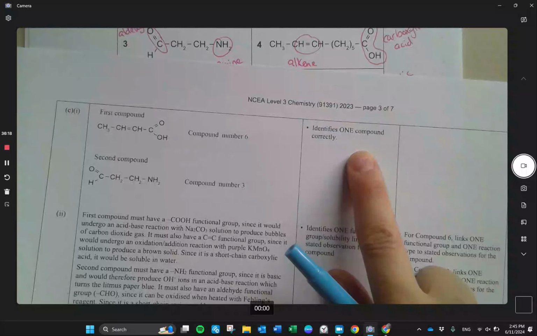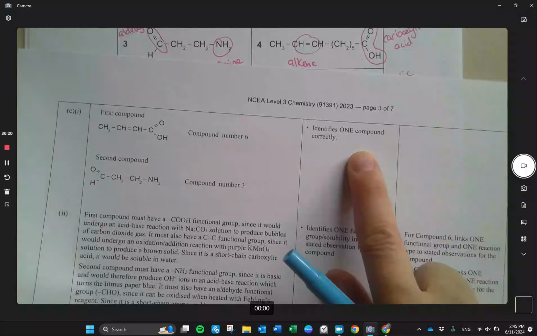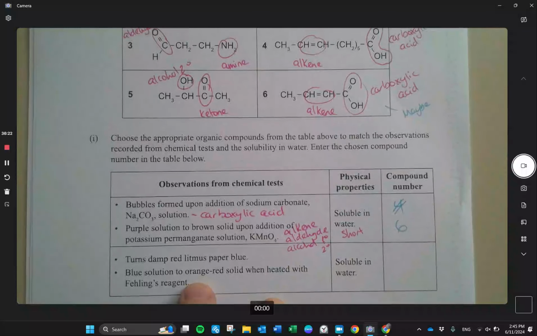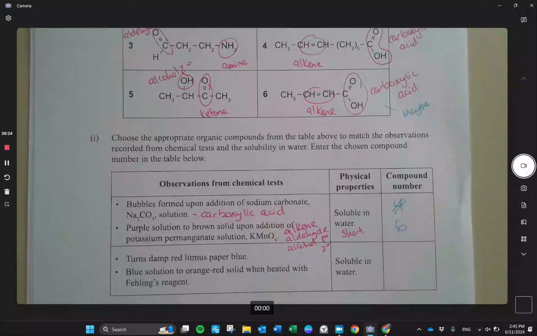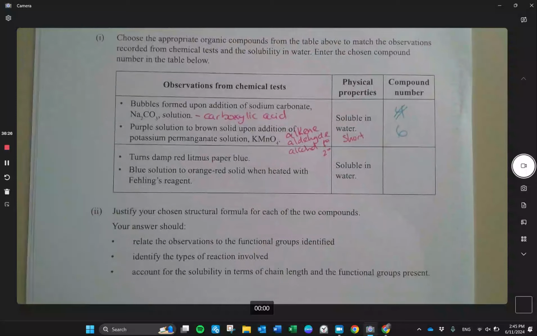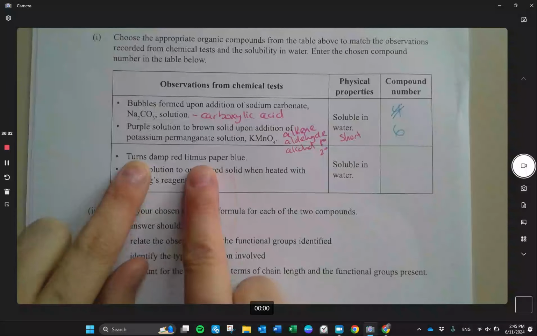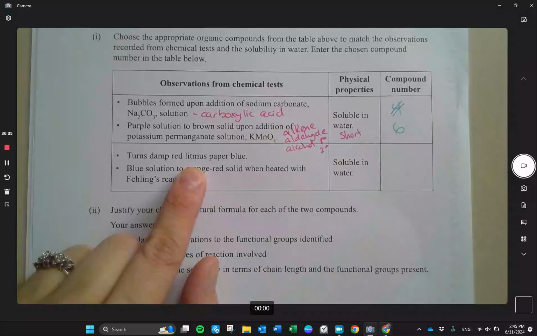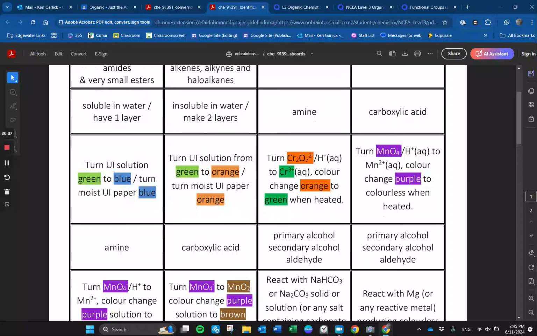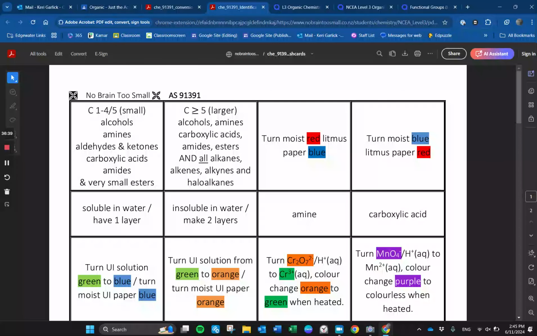Figure out one compound correctly. They give you 2 chances, so take 2 guesses. You don't get extra achieve points, but it gives you a backup in case you made a mistake. All right, so let's look at the second one here. I'm going to change colors so we can actually have fun. All right, turns litmus paper blue. So if I look over here on the list and I look for my litmus paper turning blue, then it's going to be amine. So that's that hint there.